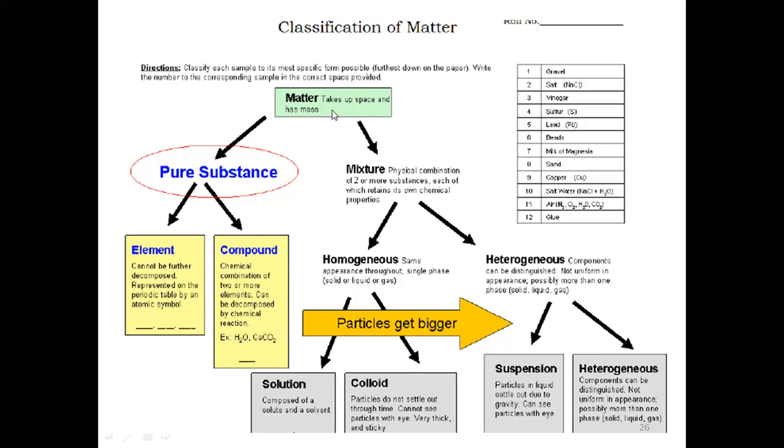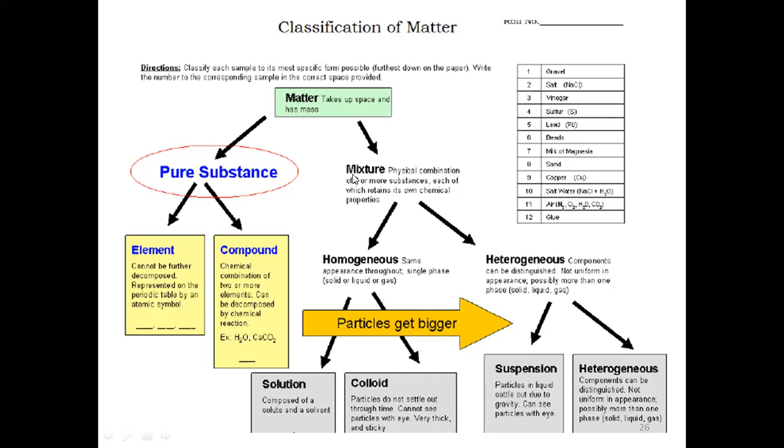You remember matter is anything that takes up space and has mass. So the first classification is that we are going to divide matter, anything which is occupying space and has mass, into two parts. One is pure, and the other one is mixture. Pure substances are present in the pure form and do not have any other component in them. That's why these are called pure substances. We will further classify them into element and compound.